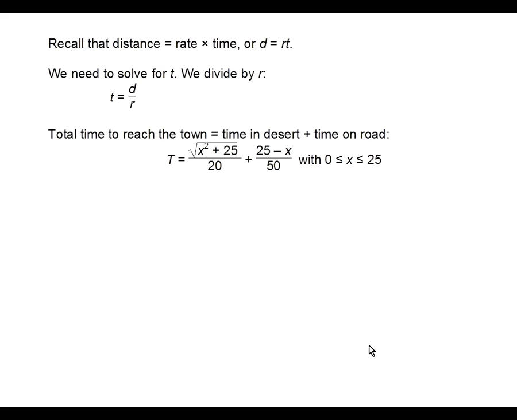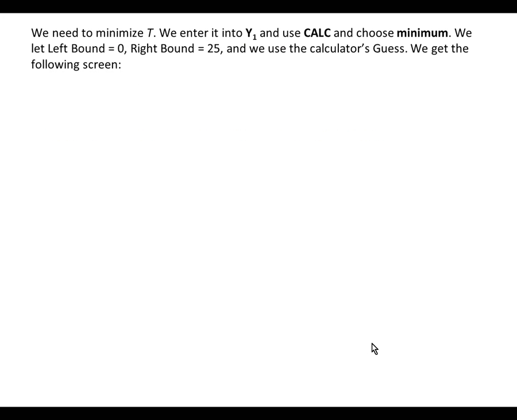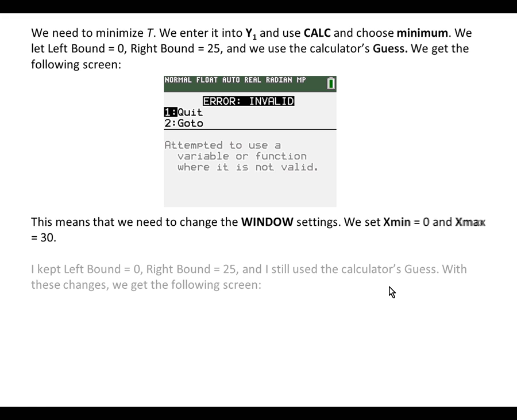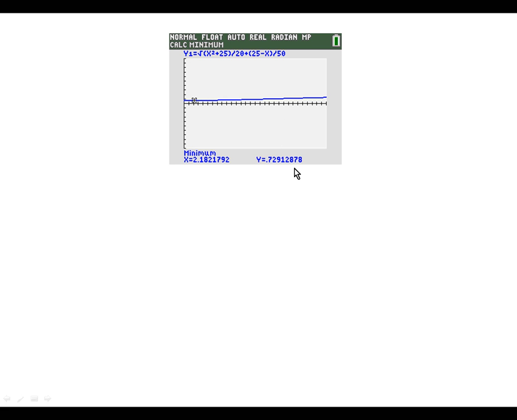I wonder what I picked for my window settings here. We need to minimize t again. Now you saw what I chose live, so I'm going to change my window settings. I let x-min be 0, and I kept x-max at 30. Left bound is 0, right bound is 25. Notice I did not change my y-min and y-max. I think having 0 for the y-min makes the graph look a lot better.